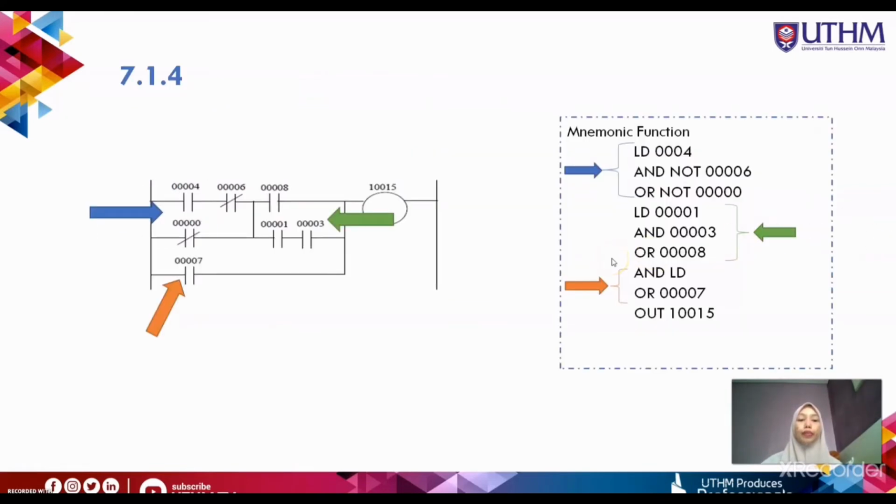So next, for question 7.1.4, for the numeric function, for the first row we need to load 0004 and AND NOT 0006, and OR NOT for the second row, 0000. For the second numeric function, we need to load for the second row 00001 and 0003, and we attach it to the first row, which we name as AND LOAD 00008. Next, for the second numeric function, first we need to attach row 1 until row 3, and then we OR 0007.